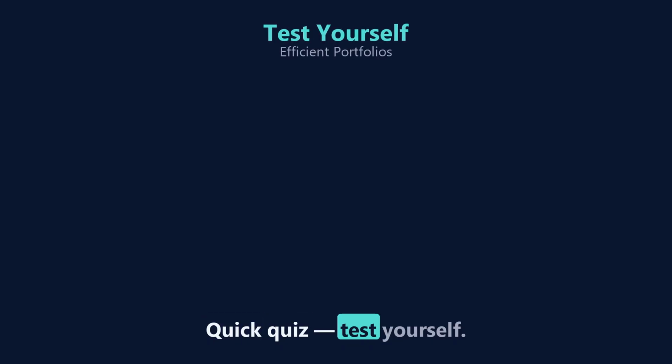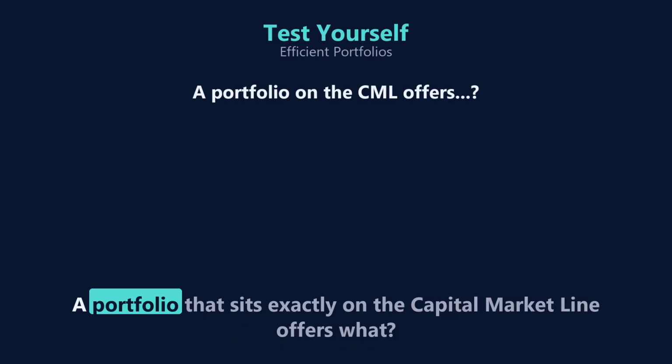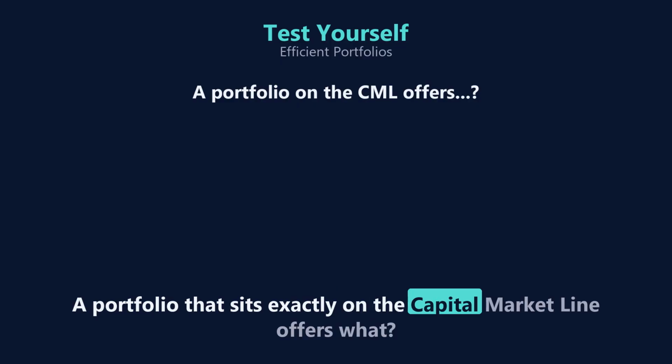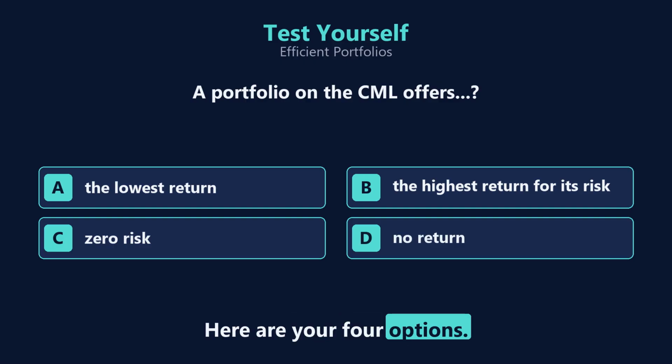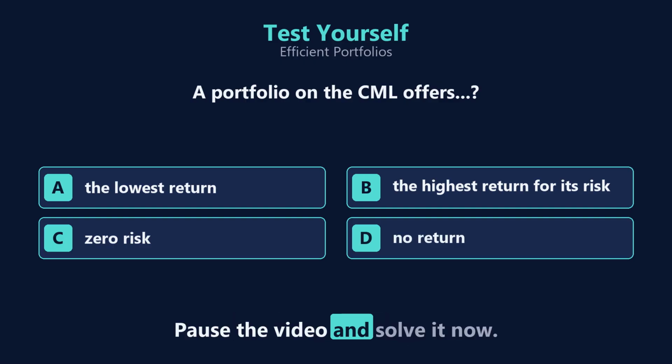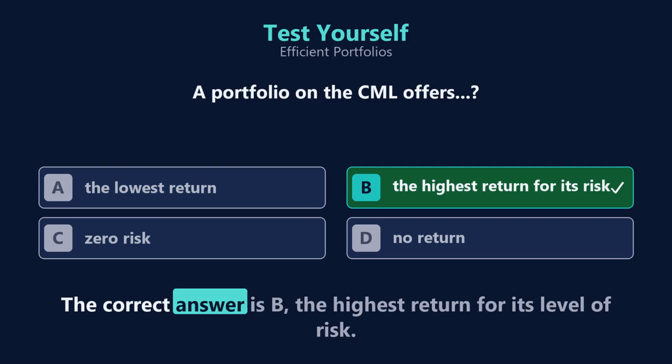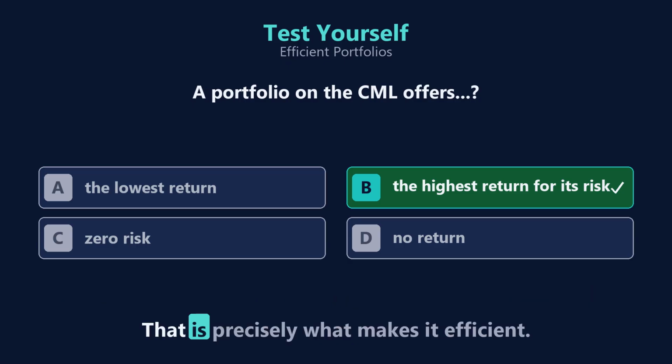Quick quiz, test yourself. A portfolio that sits exactly on the capital market line offers what? Here are your 4 options. Pause the video and solve it now. The correct answer is B, the highest return for its level of risk. That is precisely what makes it efficient.